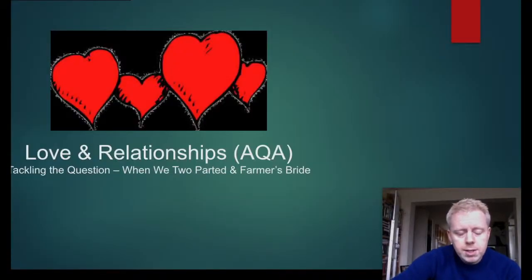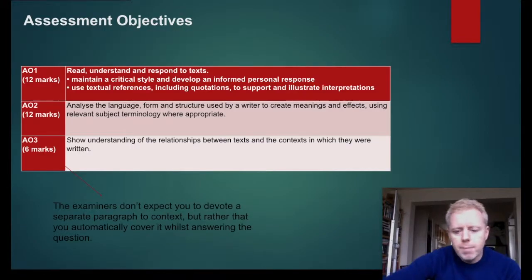Okay, so this video lesson is going to look at the AQA Literature Paper 2 Section B, which is the anthology section. I'm going to focus on love and relationships, and in particular a question that tackles the two poems, When We Two Parted and Farmer's Bride. So it may be worth looking at the two videos on each of those poems or revising the poems prior to starting this video.